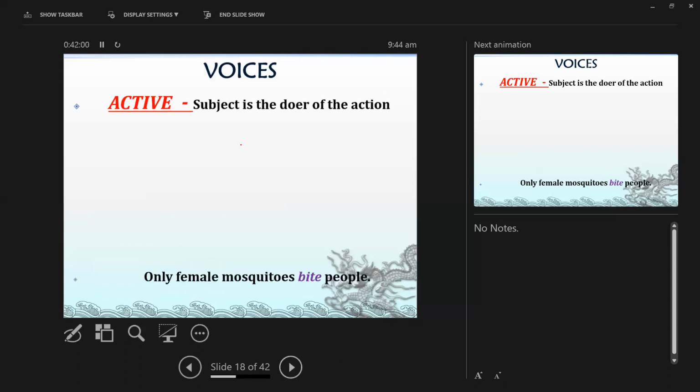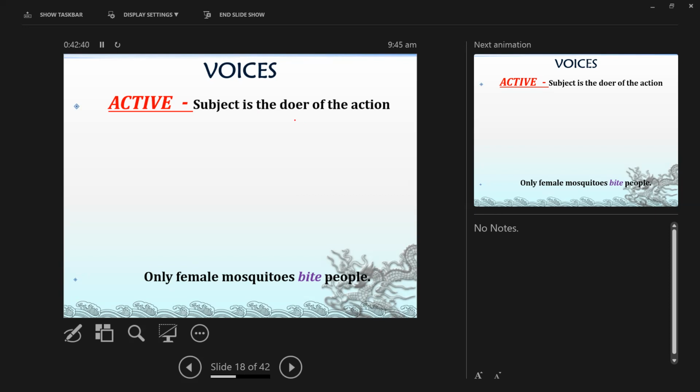Okay. So we have different voices. Again, auxiliary verbs are used to talk about the tenses, the voices. So active voice: the subject is the doer of the action. Only female mosquitoes bite people. So the subject is female mosquitoes, and the active verb is bite. So the subject is the doer. Doer means siya yung gumagawa ng action.